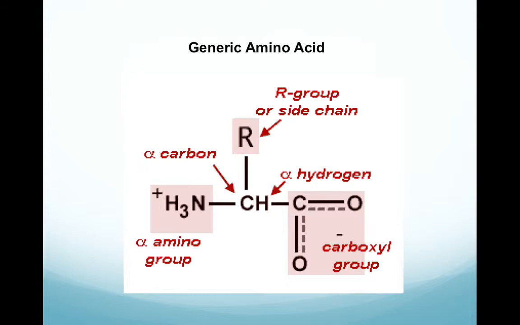The side groups can be different for different amino acids, and they help determine the amino acid's behavior and characteristics and how they react with other molecules. There are 20 commonly occurring amino acids. Some of those amino acids your body can make, others it can't, and you have to eat them. Otherwise, you can become deficient in those amino acids.